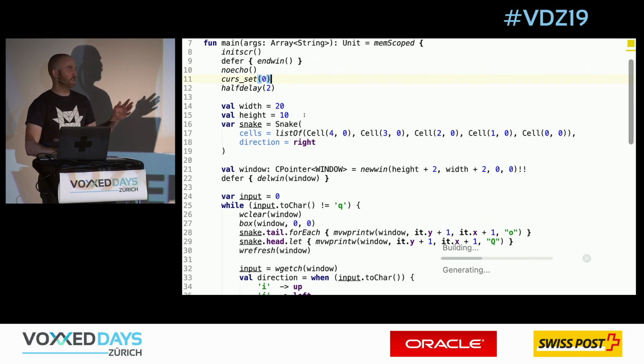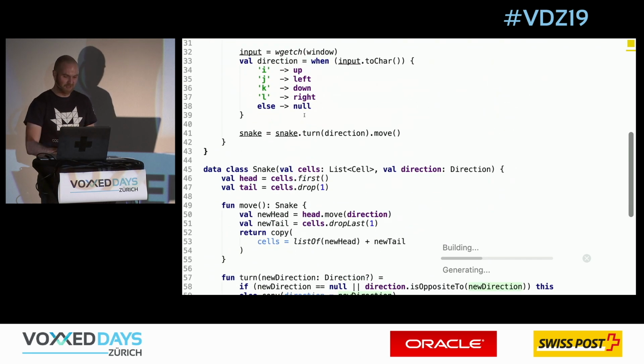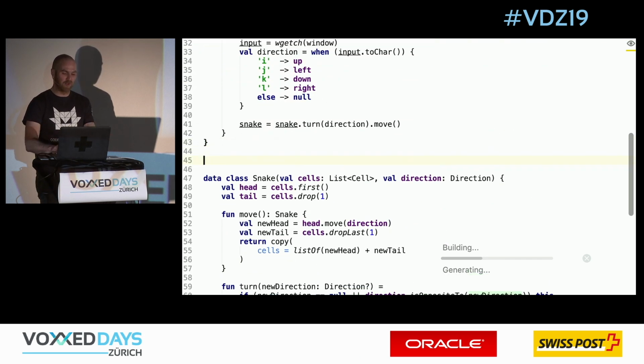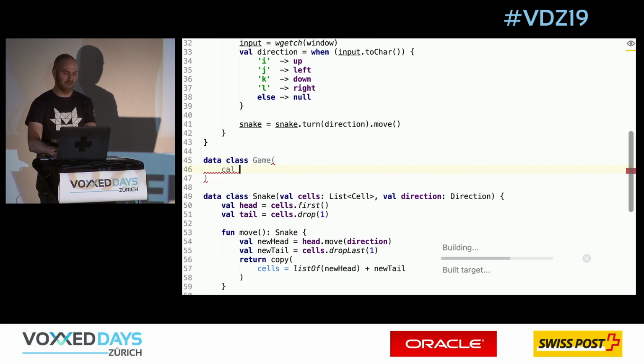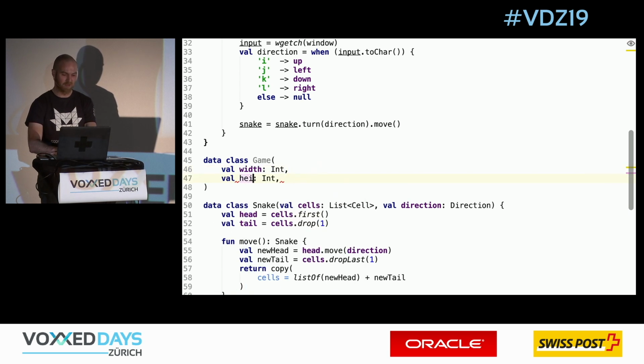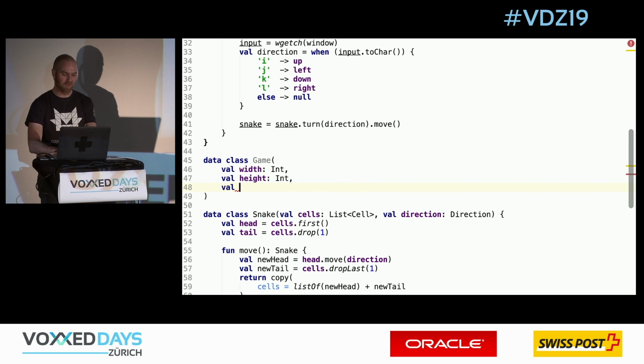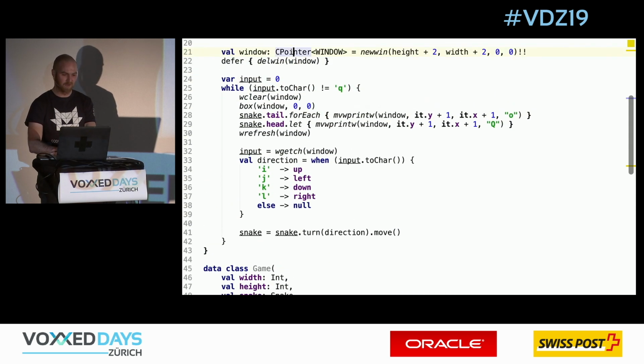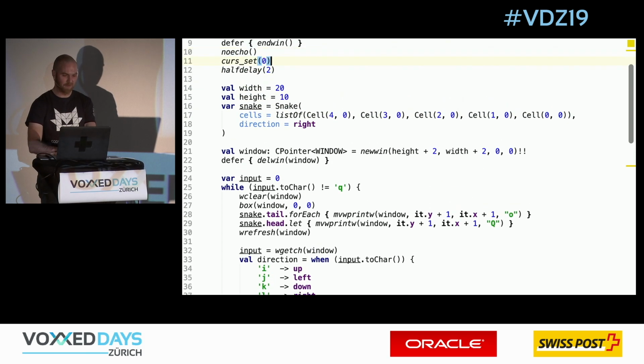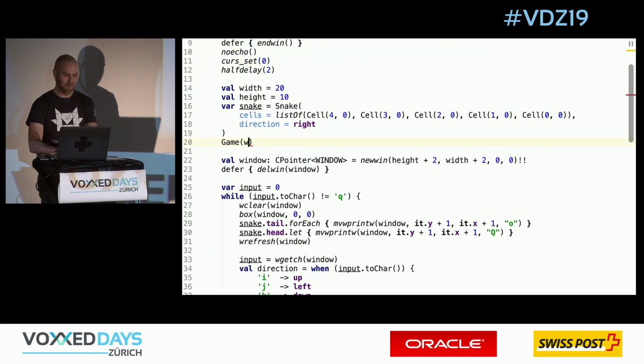So yeah, that's a quick intro to memory management. Now to move on with the game, let's do a bit of refactoring and extract a game class. It will also be a data class which will have width and height, and it will have snake in it. And we can define it here. Let's say Game, it will have width, height, and snake.